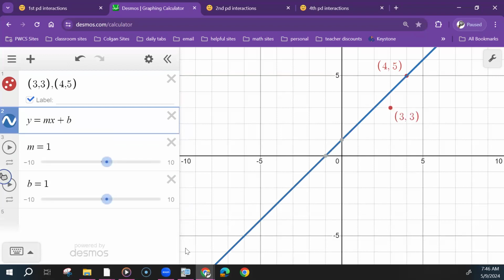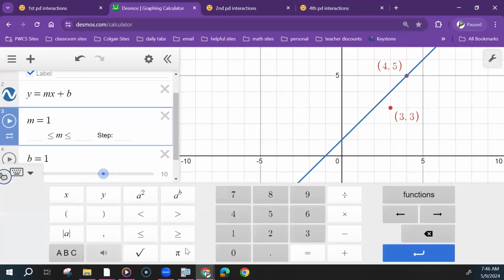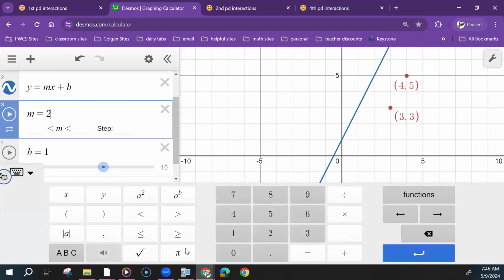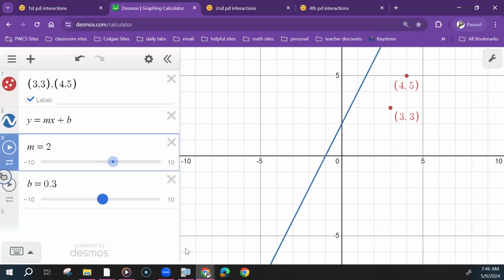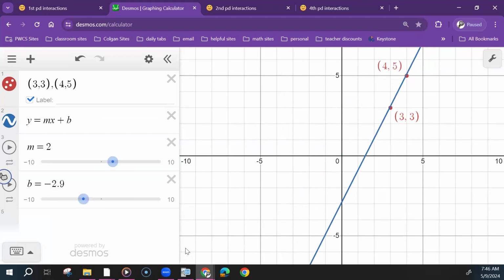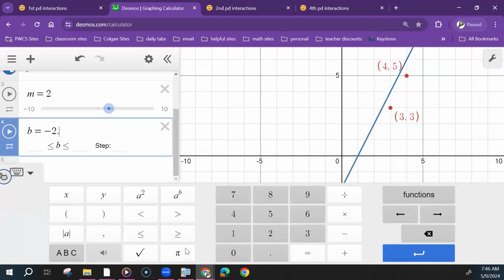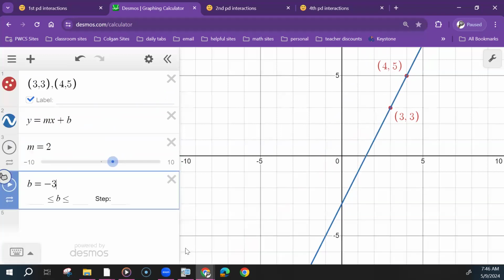I'm going to count the slope between the 2 points, which is going up 2 over 1, so 2. Change this slope to 2. And then move the b until it goes through those 2 points. It's supposed to be a negative. So then your equation would be y equals 2x minus 3. If you're using decimals, make sure you're putting something about using decimals. Have any questions?